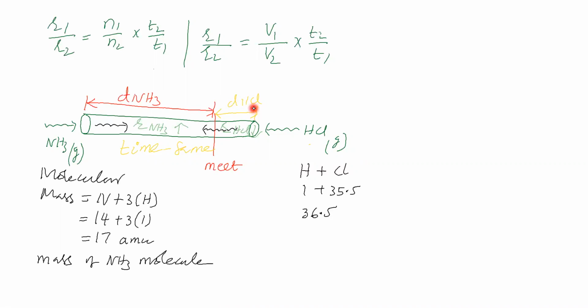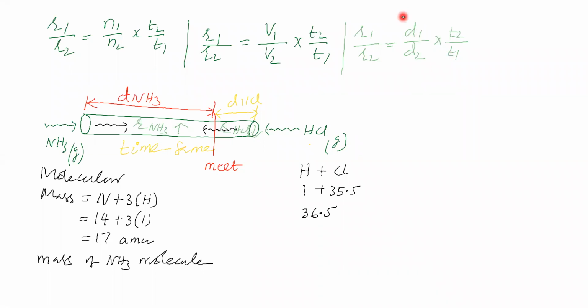So from this we can say that the rate of diffusion can be expressed in terms of distance traveled. So the relative rate of diffusion R1 by R2 is equal to the distance traveled by the first gas by the distance traveled by the second gas, into the time taken by the second gas by the time taken by the first gas. We came to an idea that R1 by R2 is equal to N1 by N2 into T2 by T1, or V1 by V2 into T2 by T1, or D1 by D2 into T2 by T1.